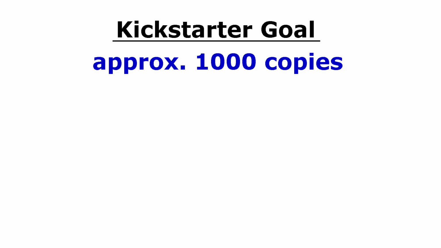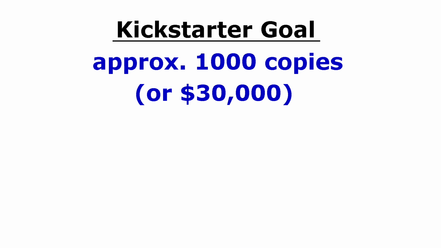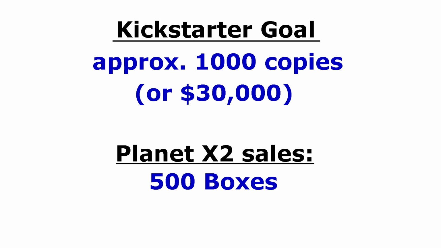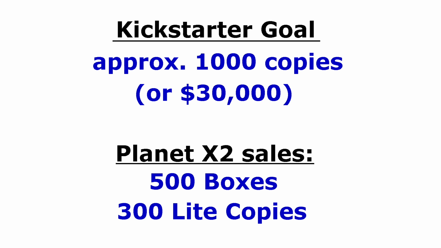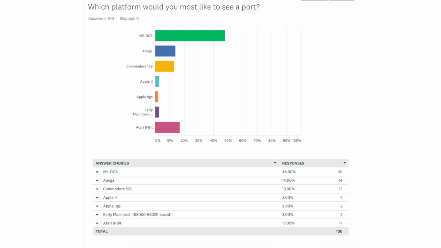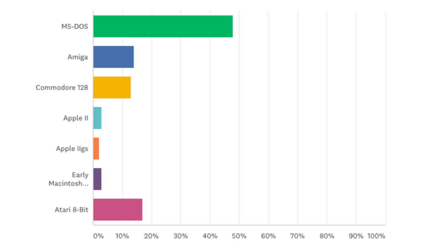So let me tell you a little bit about the Kickstarter. My goal is to sell around 1,000 pre-orders, and I'm hoping this is a viable number being that I sold all 500 of the boxed copies of Planet X2, along with another 300 of the light copies, for a total of 800 copies. However, I got the distinct impression that MS-DOS might be a larger demographic than the Commodore 64. However, I wanted to give you an idea of some of the different options that are available.